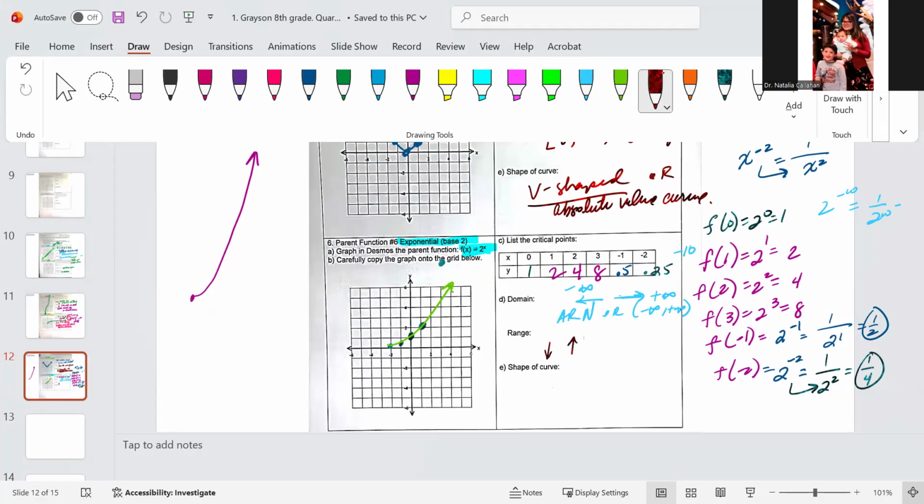Okay. What about the range? How far does it go down? Does it go to the negatives? Why is it negative infinity and positive infinity? Because this is going to keep going this way. If you put like, let's say 2 to the negative 100, negative 100 is all the way over here. Do you see that? That is going to be 1 over 2 to the 100, which is going to be a very, very teeny number. But that number still exists, right? It doesn't become no solution. It still exists. So it still goes.